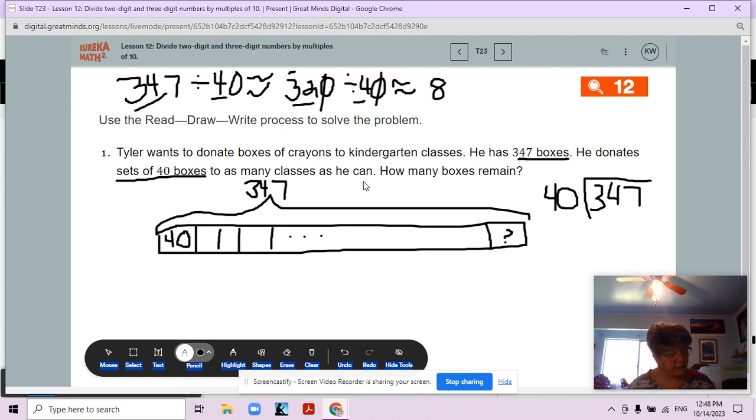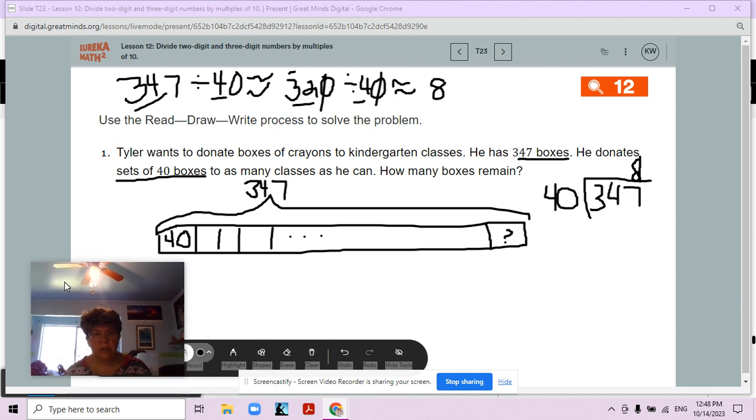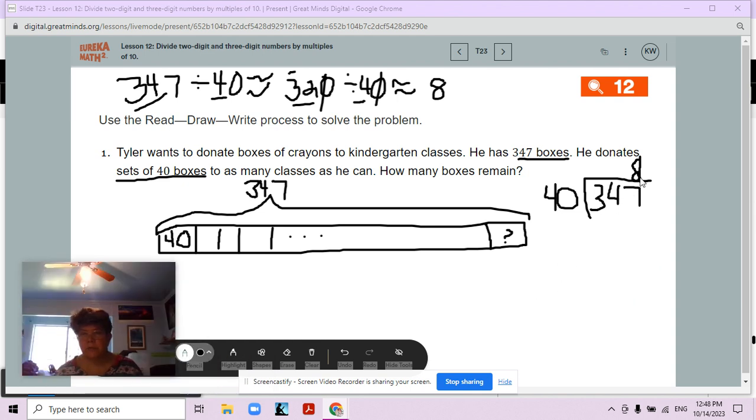Okay. So let's see how that works out. Let's just put our 8 here, right? Because that's our closest estimate. It's going to help us know if our answer is correct, but it's also going to help us get started on our problem. So we know that 8 times 40 is 320. We don't need to do that again. We already did it right up there.